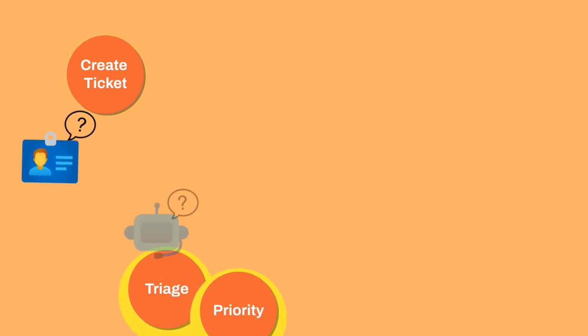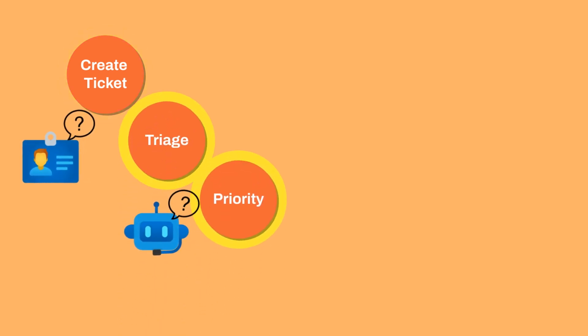So how do tickets work? Our journey begins with the creation of a ticket. Service requesters initiate the ticket management process by reporting issues or requesting assistance with services or products. They provide essential details to describe the problem accurately. Then we have triage and prioritization. Support teams evaluate incoming tickets to determine the issue's urgency and impact.